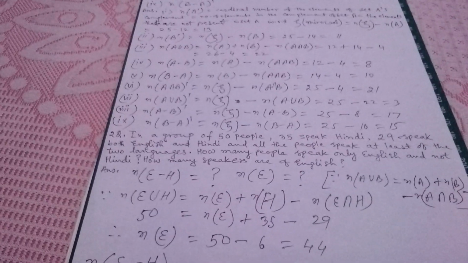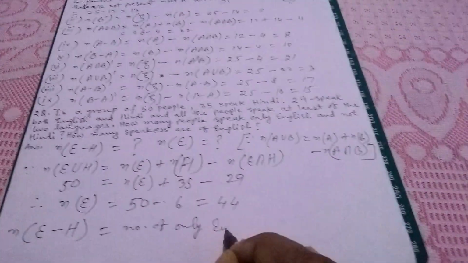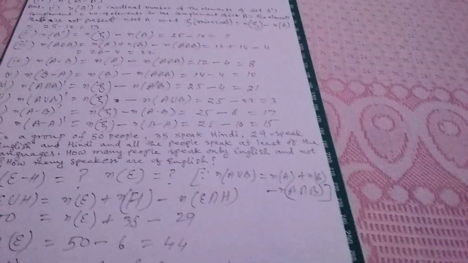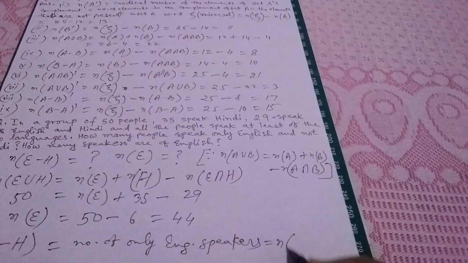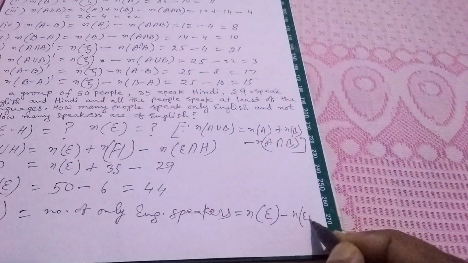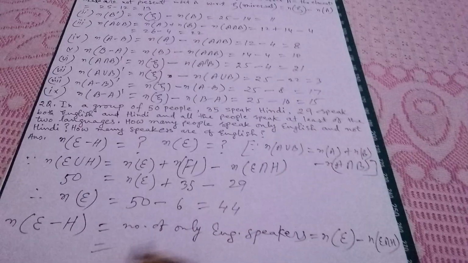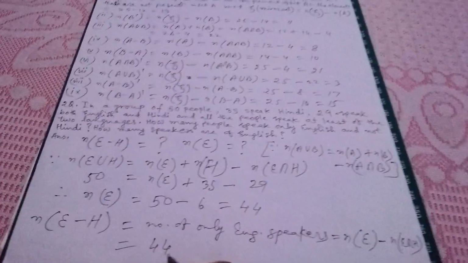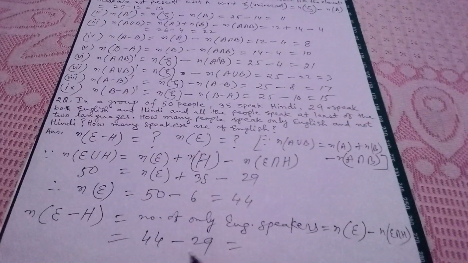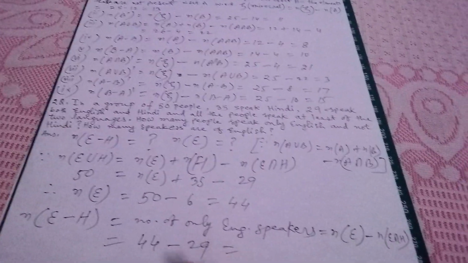What does this mean? The number of only English speakers. That means the persons who speak only English, not Hindi. Then how do we find it? This means the cardinal number of E minus the cardinal number of E intersection H. So E is how much? 44, and from that you subtract the intersection 29, they speak both languages, and then you will get 14 minus 9 is 5, 3 minus 2 is 1.